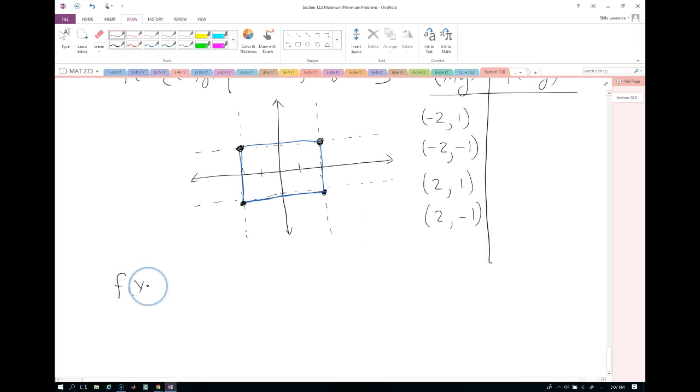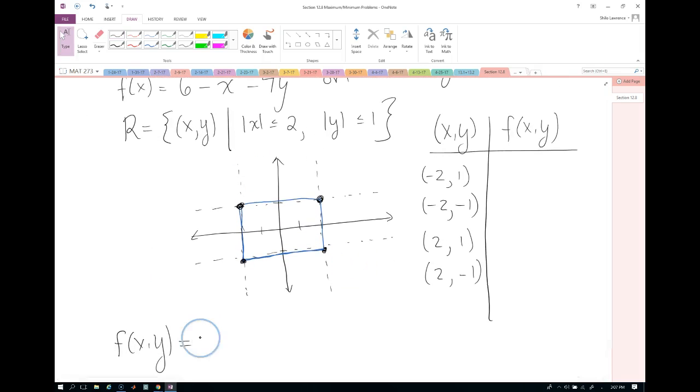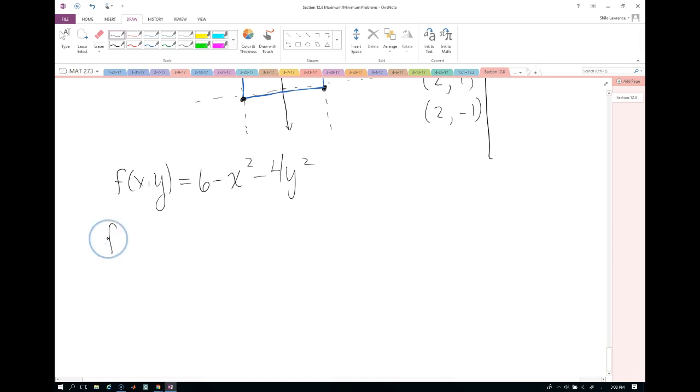So let's remind ourselves right here as we start our derivatives what our function is. It's 6 minus x squared minus 4y squared. The partial derivative with respect to x is negative 2x, and the partial derivative with respect to y is negative 8y. And the only time that they will equal 0 simultaneously is at the point 0, 0.